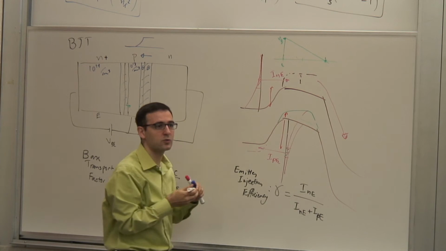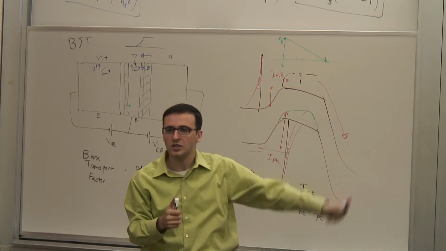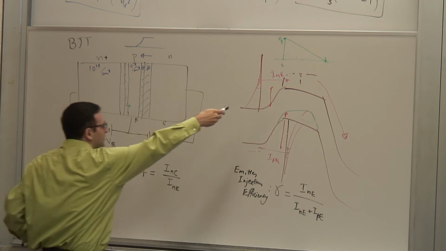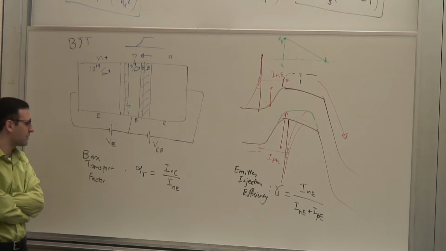Which is a good thing, because once you pass this potential barrier, it increases the probability of these guys going through. So in terms of the parameters we've defined, which one of these parameters would that affect? Gamma or alpha T?